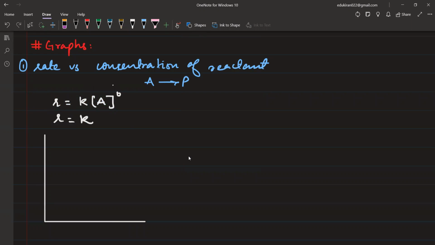What kind of graph will be here? If I plot between the concentration of A and the rate, as you can see, rate does not depend on the concentration of A. So no matter what the concentration of A is, rate will be constant. Even if you have very high concentration or very low concentration, the rate of reaction is not going to change because it is not dependent on the concentration of the reactant. Please make this graph. Let me know when you're done.